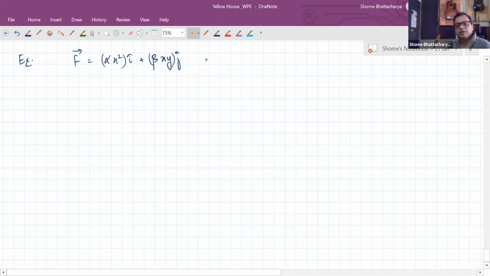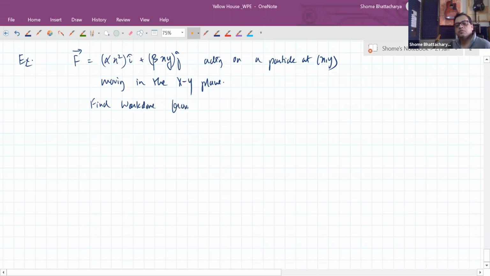This is the force acting on a particle at the position xy, moving in the xy plane. Find the work done from O to, let's say, some general point P, which is having coordinates A comma B.